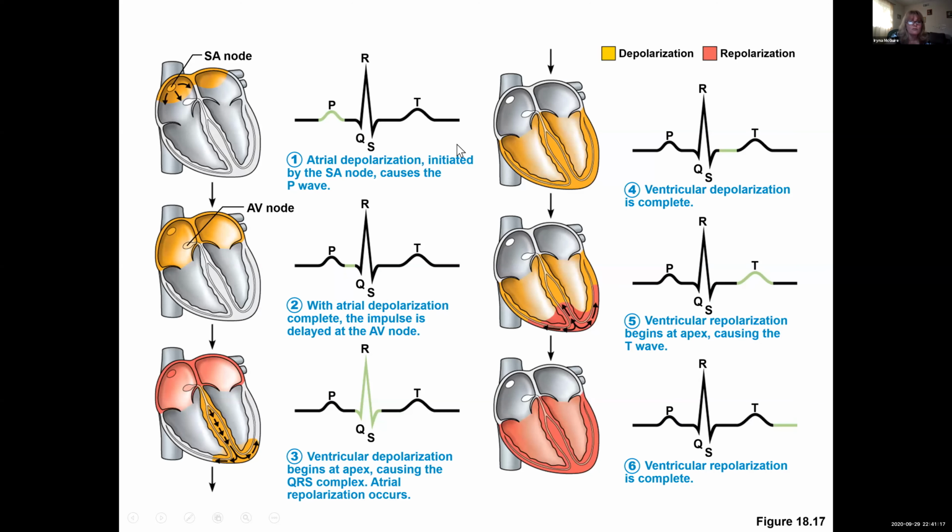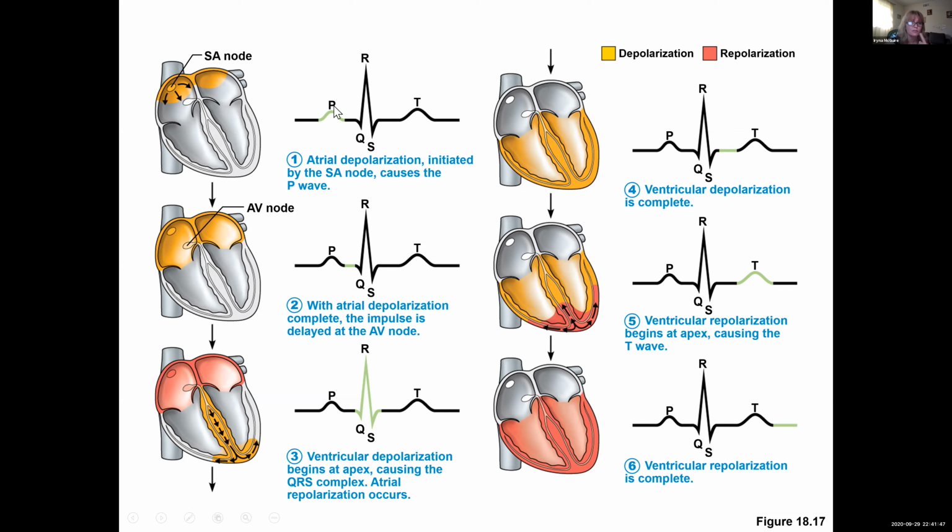Okay, so now over here, they use this yellow and red color. This is not blood flow. This is electrical impulse, right? Yellow is depolarization, and red is repolarization. So with depolarization, we're moving towards 0 and positive voltage, and with repolarization, we're moving back to the negative resting potential, right?